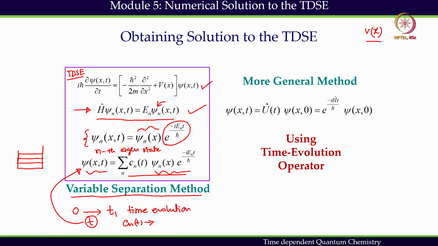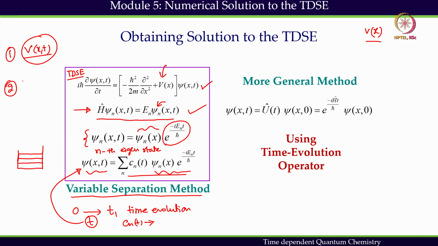But we have to remember that if the potential has an explicit dependence on time, let us say V(x,t) instead of V(x), in that case the variable separation method cannot be used anymore. So, this is one concern we have. The second concern is that obtaining the solution to the TDSE via eigenvalues and eigenvectors may not always be practical.